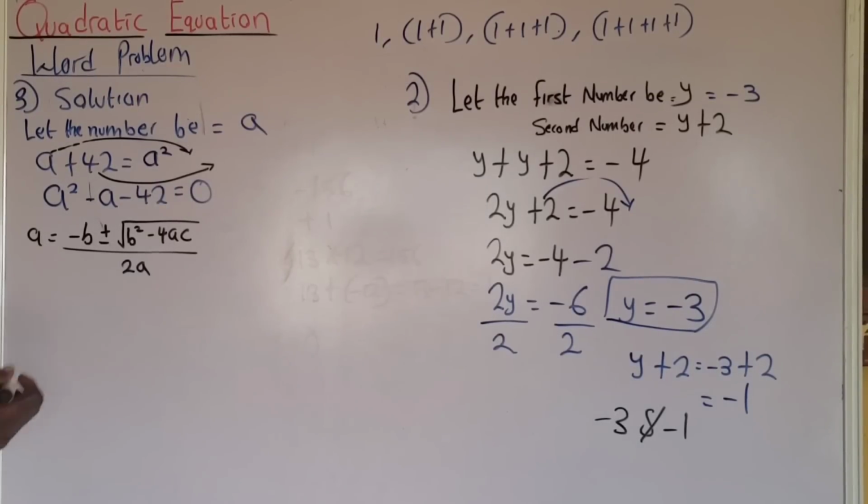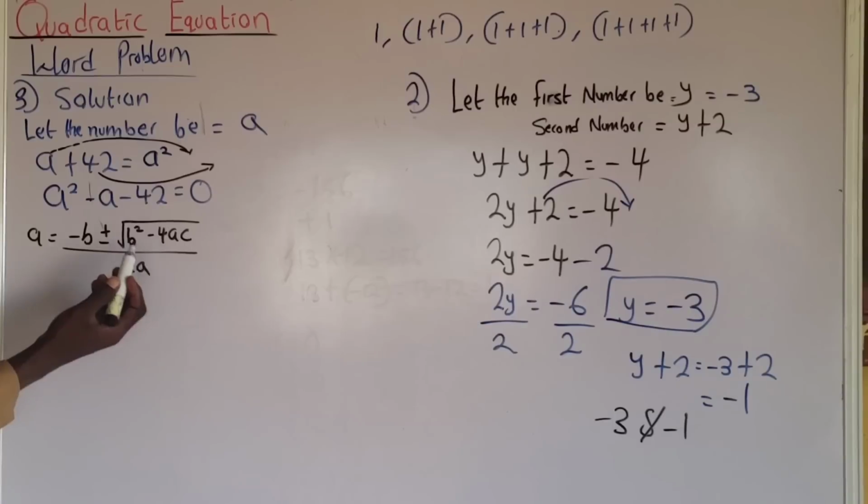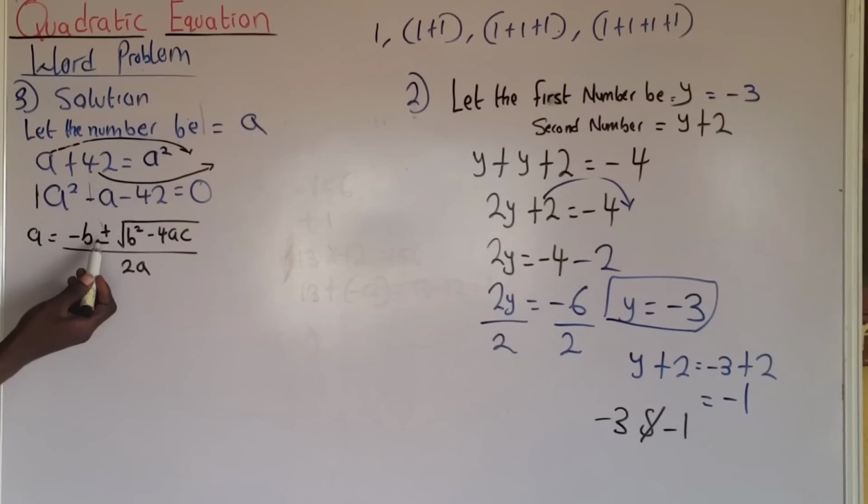In this case, this A that you see here is not the same as the A in the parameters of the formula. A here is the coefficient of A squared. You understand? And the coefficient of A squared is what? Is 1. Hello, please pay attention. B is the coefficient of A, and the coefficient of A is what? Is negative 1. You understand?